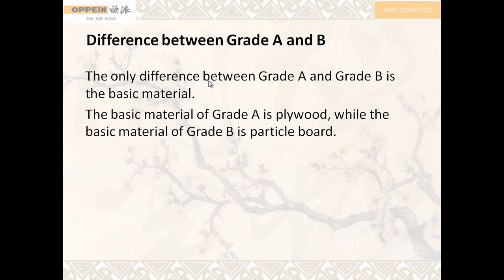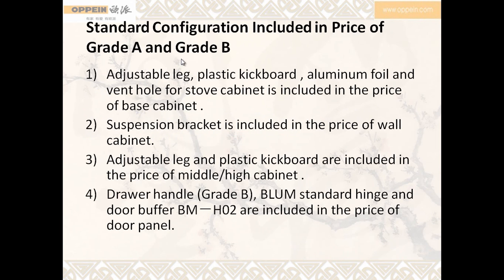In the linear meter price list, you can see grade A and grade B. The only difference between grade A and grade B is the basic material. The basic material of grade A is plywood, while the basic material of grade B is particle board. Now, let's see what standard configurations are included in the linear meter price of grade A and grade B.